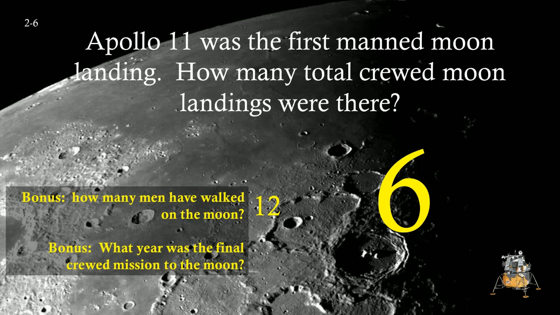12. When you think about it, 2 went down each time. A third stayed behind in the command modules. So if there were 6 missions, that would be 12 men walking on the moon. And the final crewed mission to the moon was in 1972. So it's been a long, long time since man has walked on the moon.